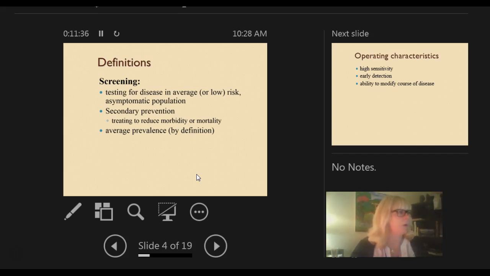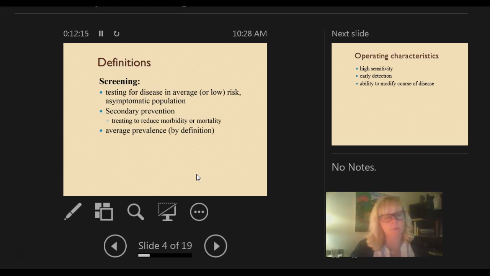So to go back to screening, it is testing for disease in an average or low risk asymptomatic population. I'll use one example. If someone comes in and they need their screening mammogram, they're an average risk asymptomatic population. If someone comes in and feels a breast lump, I'm not going to send them for a screening mammogram. I'm going to send them for a diagnostic mammogram and ultrasound, because she's not at this point average or low risk. I have to assume that there may be something going on. So try to understand the difference between screening and something diagnostic, something wrong.